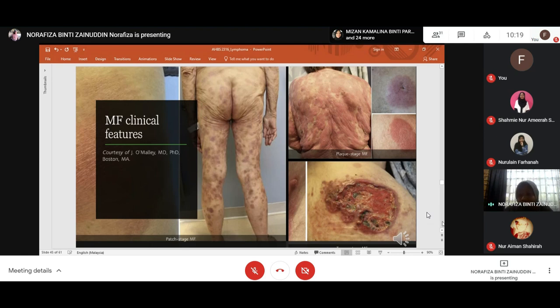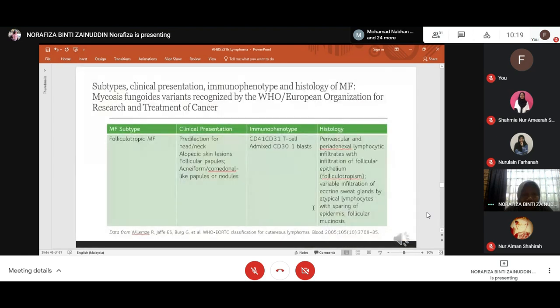Alright, so these are the three recognized types of mycosis fungoides. These subtypes can also be recognized and diagnosed using the WHO classification and also the European Organization for Research and Treatment of Cancer. So there are three features: folliculotropic mycosis fungoides, pagetoid reticulosis, and also granulomatous slack skin.